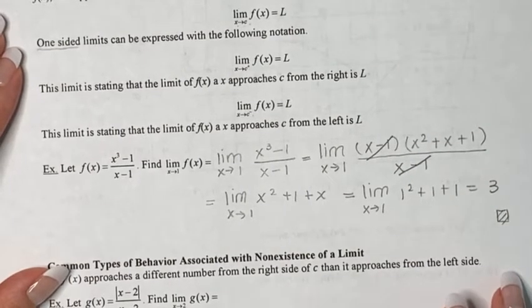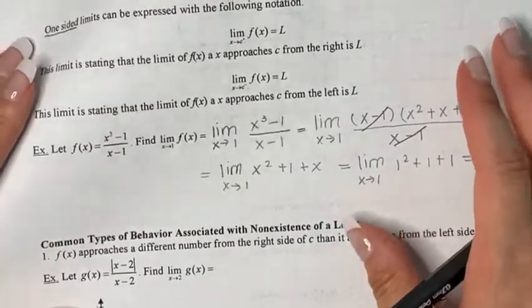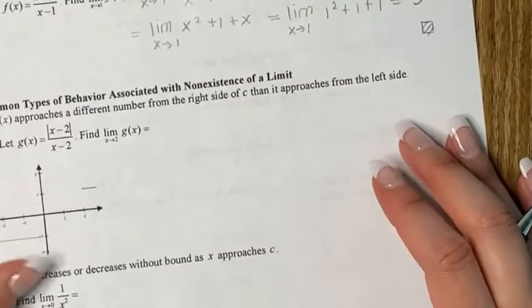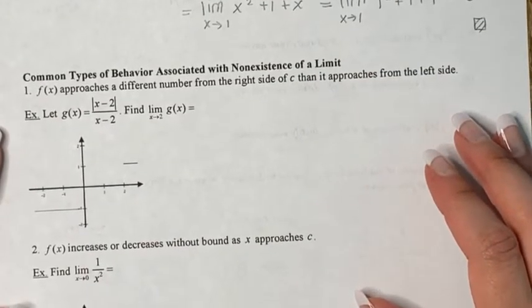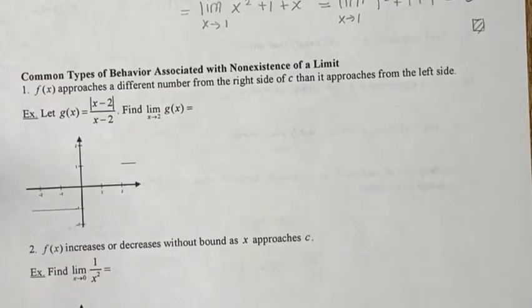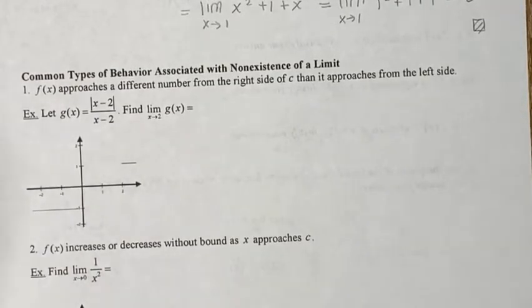Now let's look at more examples over here. Sometimes we can do this graphically, and you are going to see common types of behavior that are associated with the non-existence of a limit. In the first situation, we have that f of x approaches a different number from the right side of c than it approaches from the left side. So let's look at this example. I'm giving you the graph. First, let's read the expression.